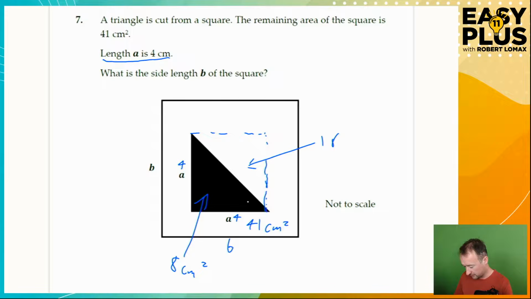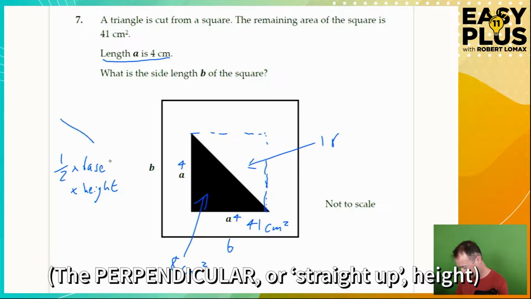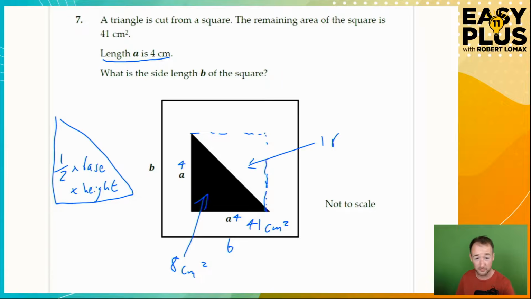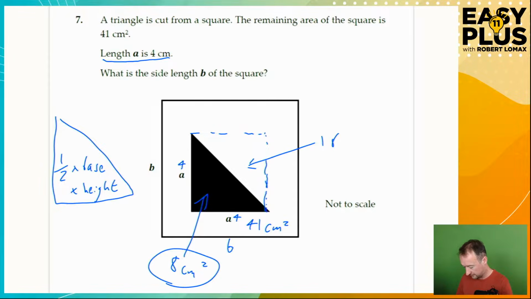Now, of course, this might remind you of the formal method for finding the area of a triangle, which is half times the base times the height. And that's the formula for the area of a triangle. So in this case, the base is 4, so half of that is 2, and 2 times the height, which is 4, gives us 8, which is the answer we've already got down here.